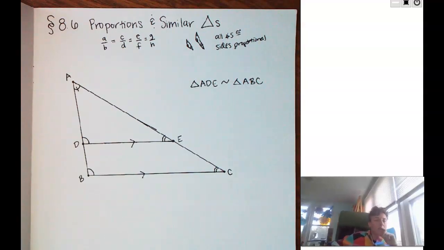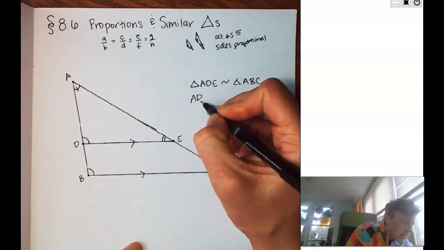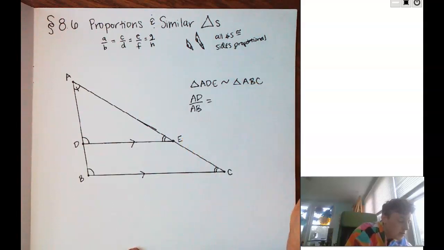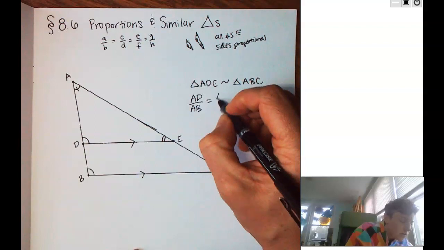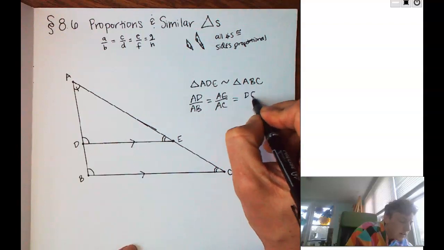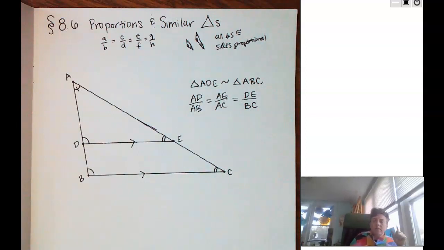Since they're similar, we know their angles are congruent. That's how we proved that they were similar. And we know their sides are proportional. So we know the ratio of side AD to side AB is equal to the ratio of side AE to side AC, which is equal to the ratio of side DE to side BC, because the little triangle is similar to the big triangle. Awesome.